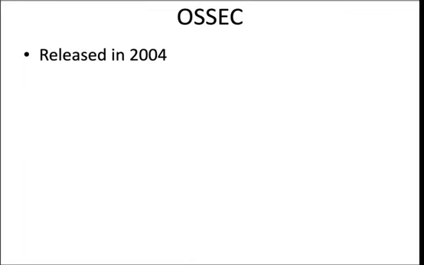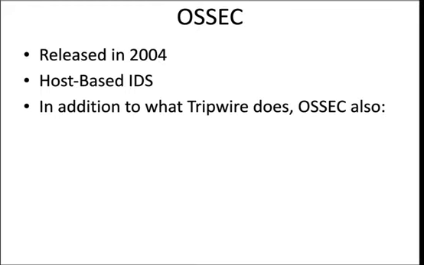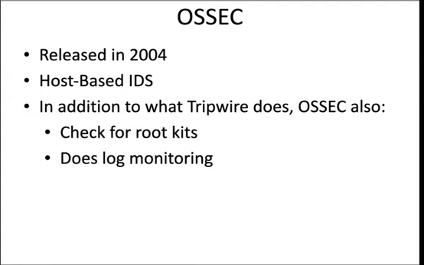OSSEC was released in 2004. It is a host-based IDS as well. It does what Tripwire does. However, OSSEC also will check for rootkits. It will do log monitoring, and it will do process monitoring as well. So in addition to looking for files, it will look at logs and processes as well to try to find compromises.